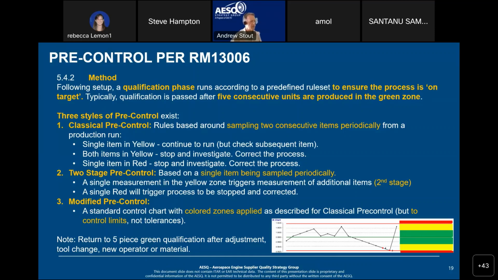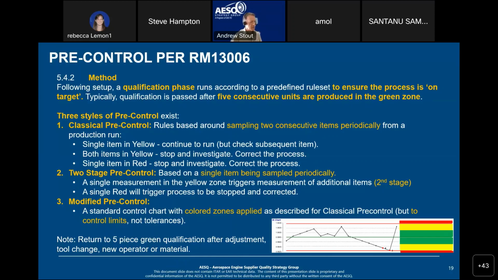And the third method is called modified. Basically, it takes the color zones of the pre-control method and applies them to a statistical control chart. So it uses those limits, the statistical control limits, but applies the colored zones of pre-control. So that's something different. You may come across that.